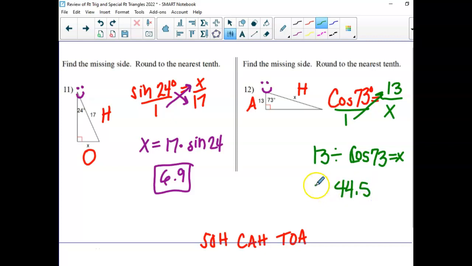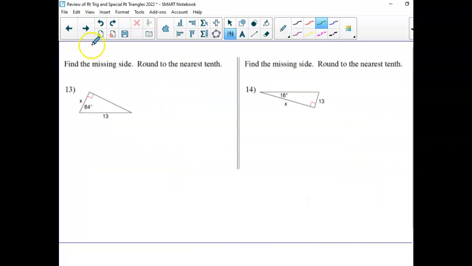Does that make sense? We should always be checking at the end whether it makes sense. It's the hypotenuse, right? So it should be a big number, or bigger than a side anyway.